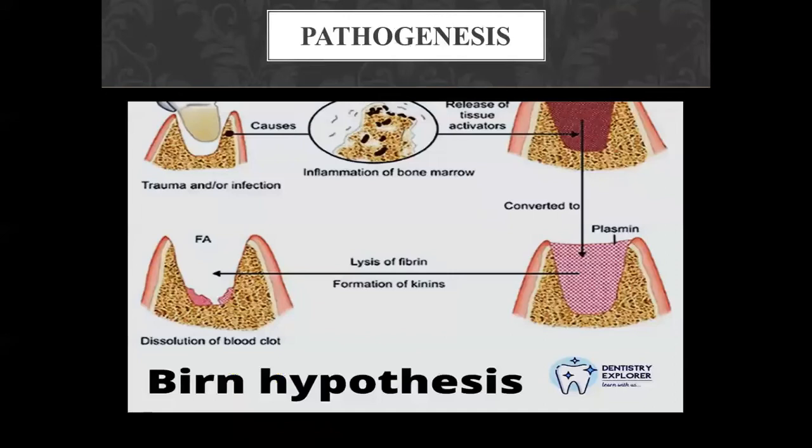Coming to the pathogenesis, as I told, according to Byrne, any traumatic extraction causes inflammation of bone marrow and the release of tissue activators. These tissue activators in turn convert plasminogen to plasmin, which in turn converts fibrinogen to fibrin, which leads to the lysis of the clot.